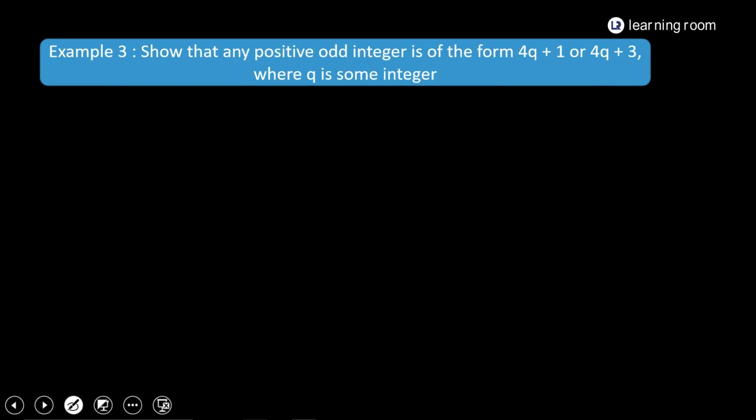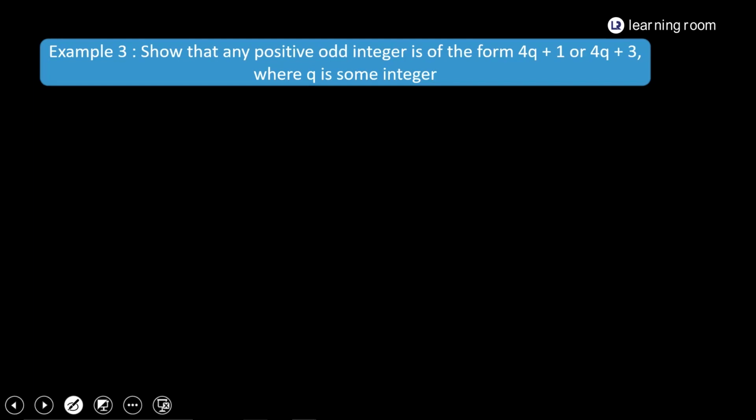Can you try proving this one? Show that any positive odd integer is of the form 4q plus 1 or 4q plus 3. What value of b do you need to consider here? For 4q plus 1, r would be 0, 1, 2 or 3. If you say 4q plus 1 would be odd, 4q plus 2 would be even, 4q plus 3 would be odd. We need to do that till 3 and we should show that 4q plus 1 and 4q plus 3 are odd.